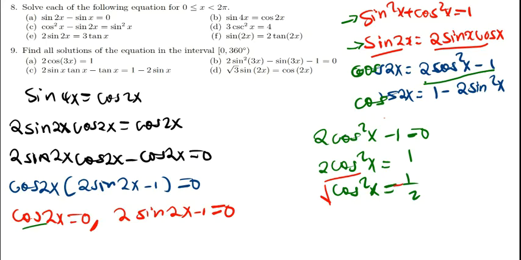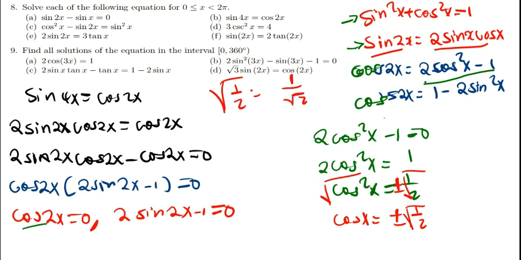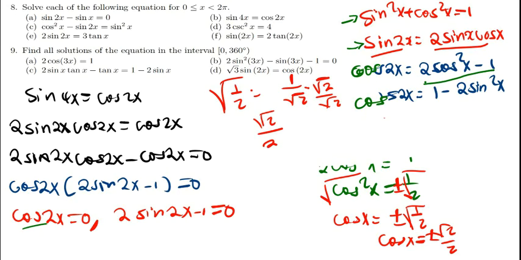So cos x is equal to plus or minus 1 over the square root of 2. It's basically the same as 1 over root 2. But I can rationalize the denominator and I'll end up having root of 2 divided by 2. Meaning, cos x is equal to plus or minus root of 2 divided by 2. So using those special angles, what is root of 2 over 2?